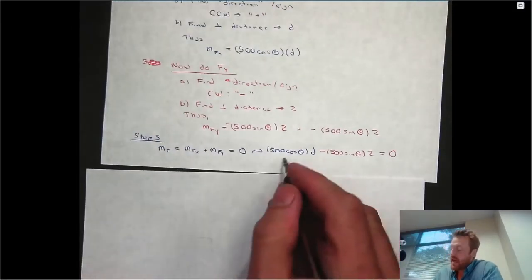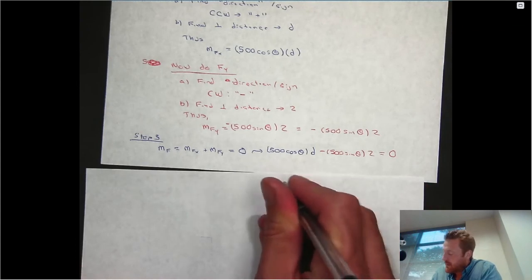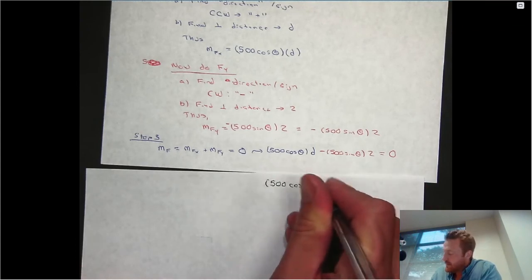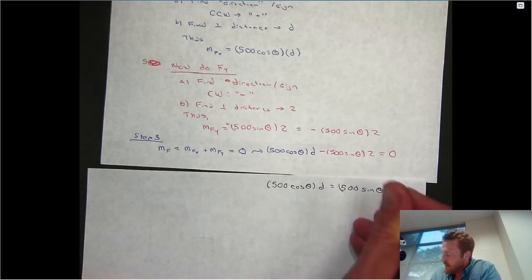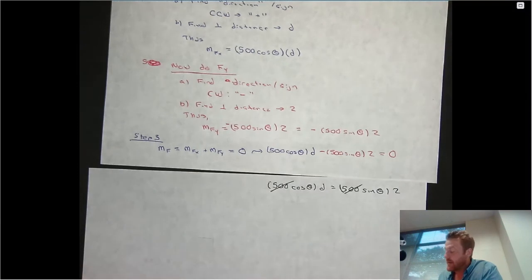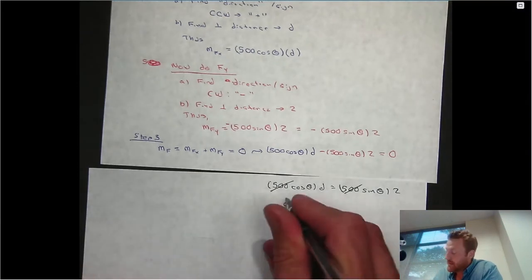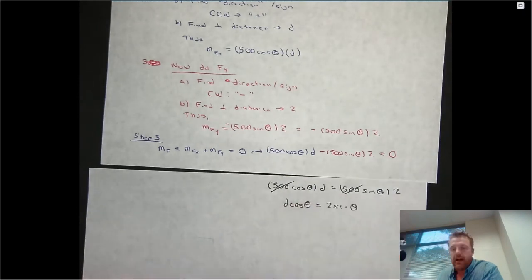So just moving this negative term to the other side, I'll get that 500 cos theta times d equals 500 sine theta times 2. So what I'm going to do is cancel that factor of 500 from both sides of the equation. And what that's going to give me is d cos theta equals 2 sine theta. Remember, what we're trying to solve here is theta.